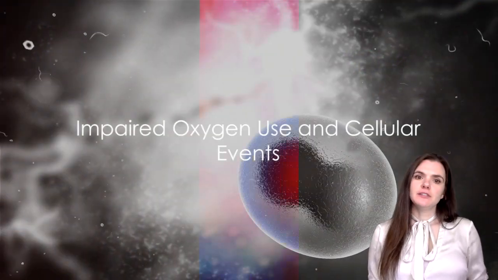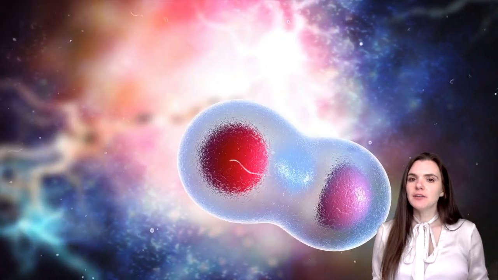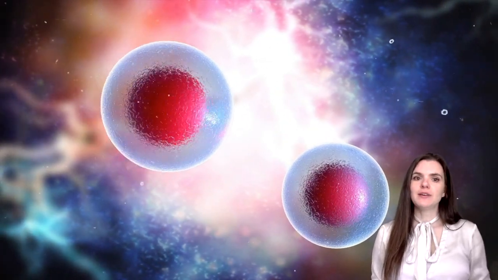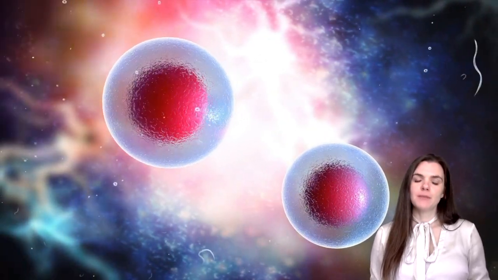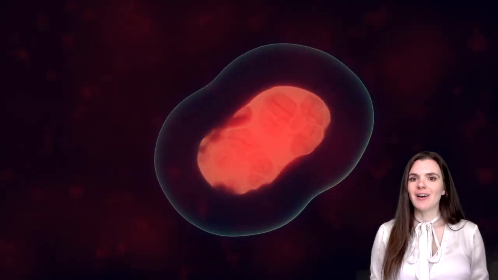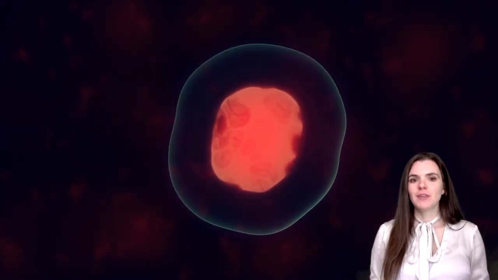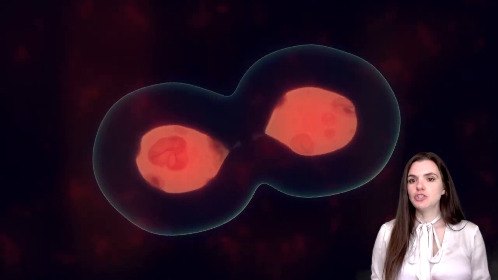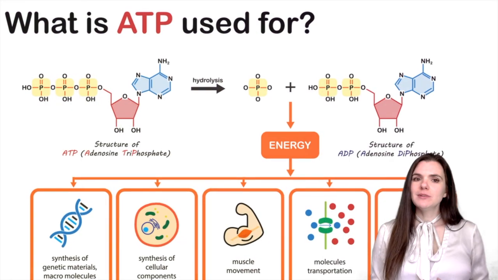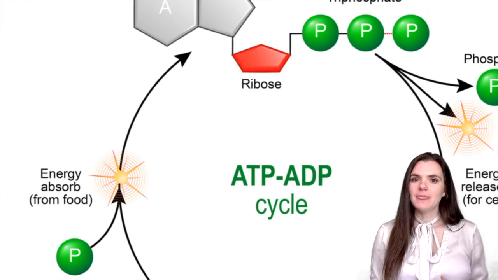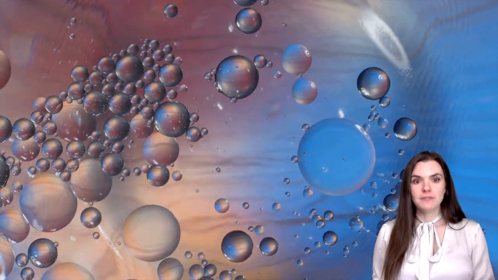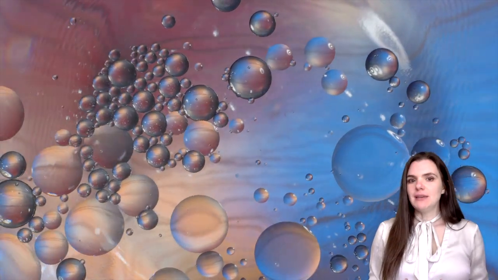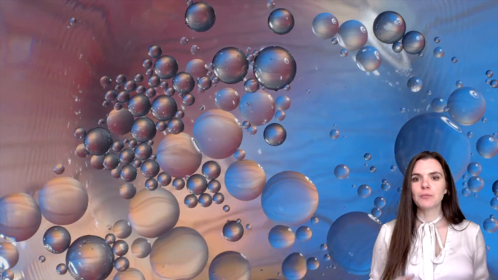Let's focus on this illustration, which details the cellular and biochemical events when there is impaired oxygen use. This is a state where cells cannot effectively use oxygen, leading to a series of detrimental events at the cellular level, shown here as a cascade. When cells are deprived of oxygen, they cannot produce ATP, the energy currency of the cell, efficiently. Without ATP, critical functions like the sodium-potassium pump fail to work properly.